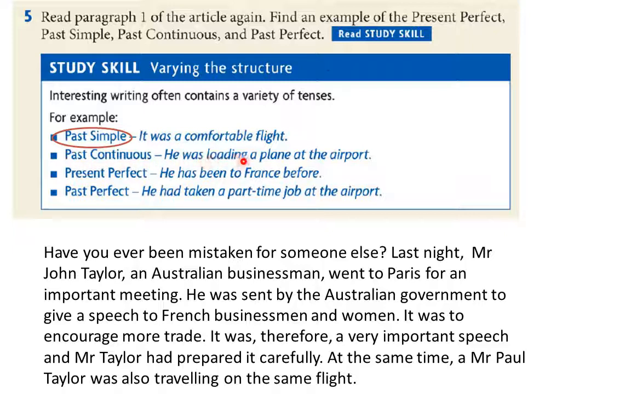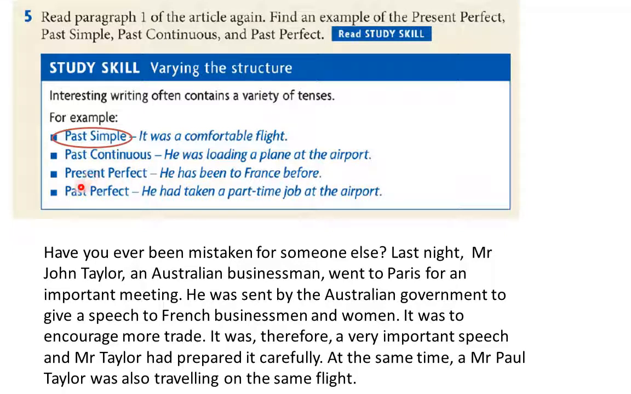Past continuous: He was loading a plane at the airport. Was is referring to the past. It is past continuous because there is another verb with was, loading. This verb is plus ing. When was or were comes with a verb plus ing, it means past continuous.